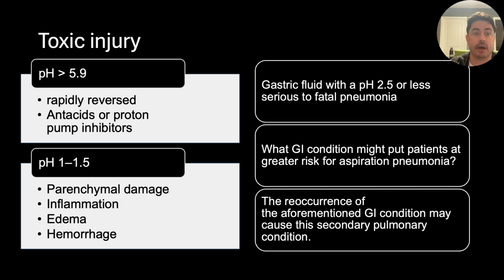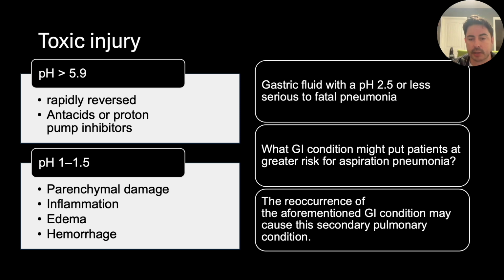So GERD, gastroesophageal reflux disease. So this is regurgitation of stomach contents into the esophagus. So patients that have acid reflux, that is your gastric contents getting up into the esophagus, and it's so acidic. Look, your gastric fluid has a pH of 7.25 or less. This can cause a serious pneumonia, and it can be fatal. So patients that are on proton pump inhibitors or antacids are at risk for these toxic injuries. A pH of 1 to 1.5 can cause parenchymal damage, inflammation, edema, and even hemorrhaging of the airways.